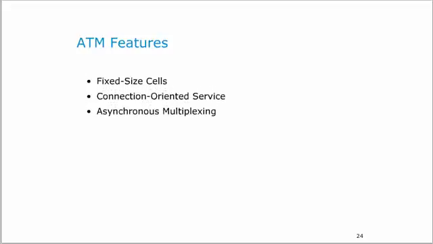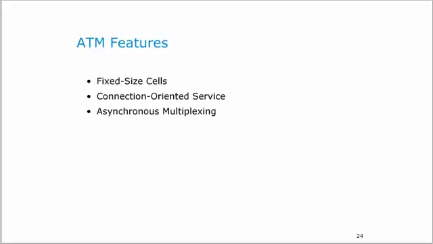To achieve the desired benefits, ATM combines the following features: fixed-size cells, connection-oriented service, and asynchronous multiplexing. Fixed-size cells. ATM transfers information in 53-byte units called cells. ATM cells contain only basic path information, which allows switching devices to route the cells quickly. ATM's fixed length also simplifies the transmission and reception of data.